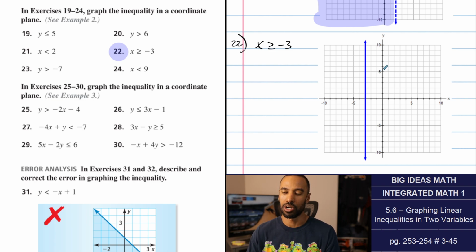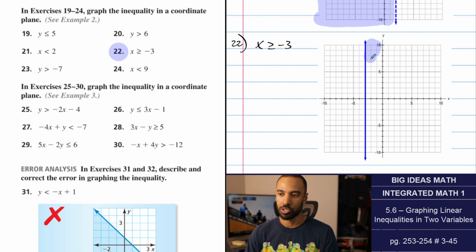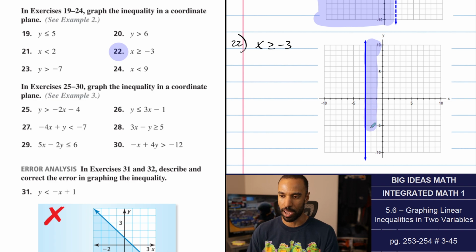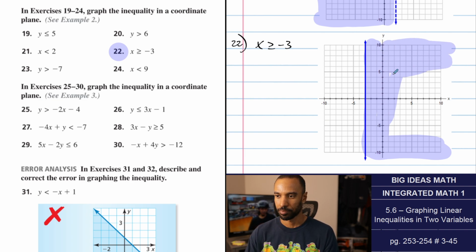You can also test 0, 0. 0 is greater than negative 3, so that will work. So anything to this right side will work as well. Apologies if it looks like it leaks over. I can't color inside lines with this tool.